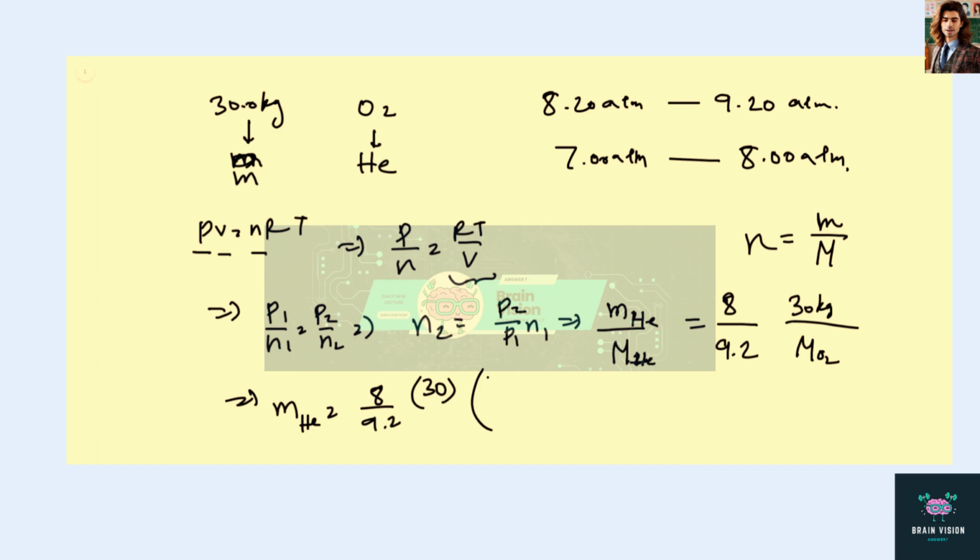is 4.0 u, and the molar mass of oxygen is 32 u, giving us, when you substitute into a calculator, you can see that this is equal to 3.26 kilograms of helium.